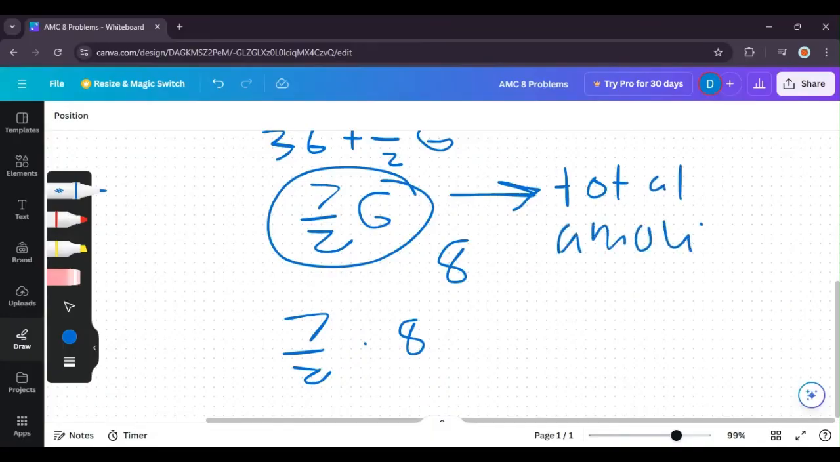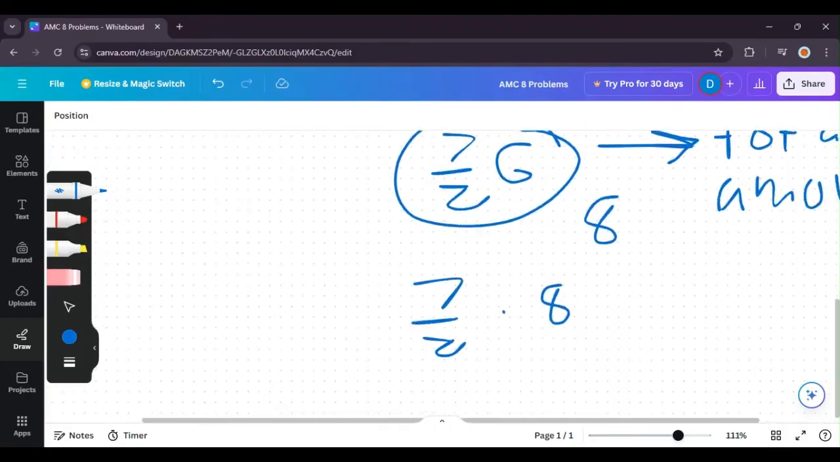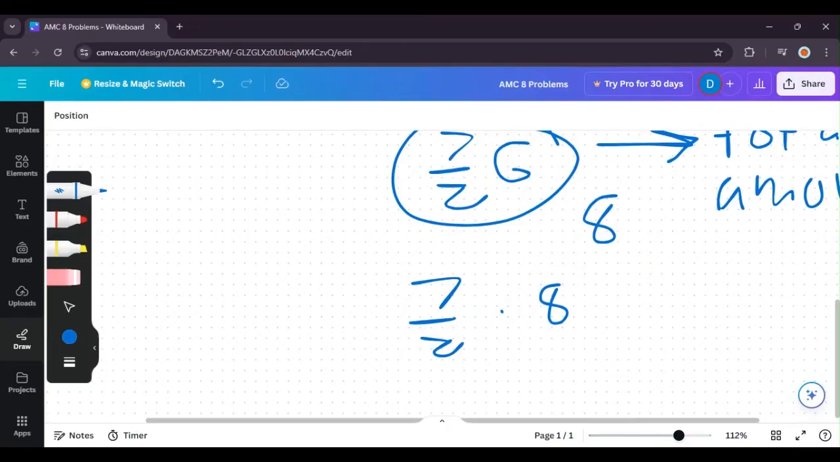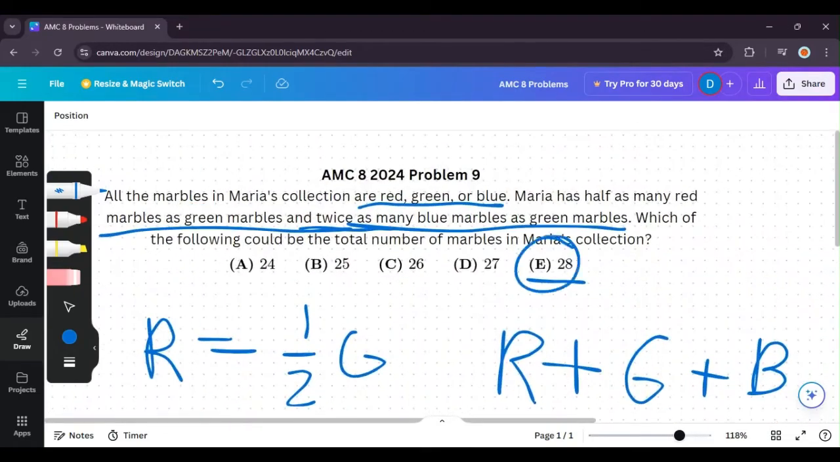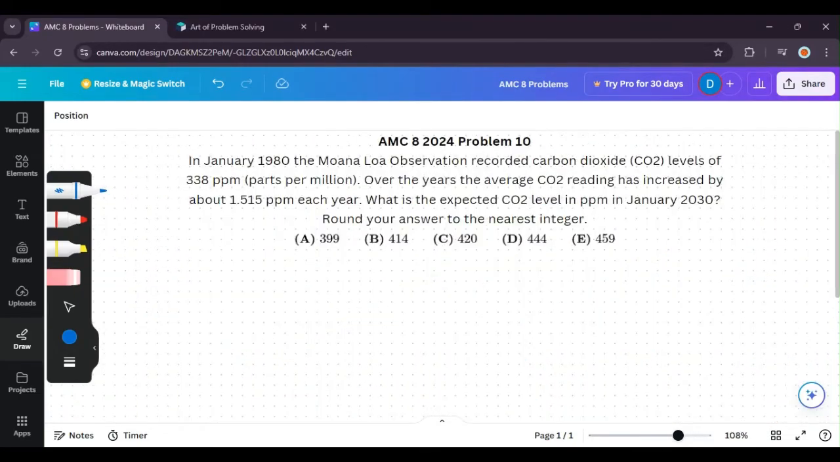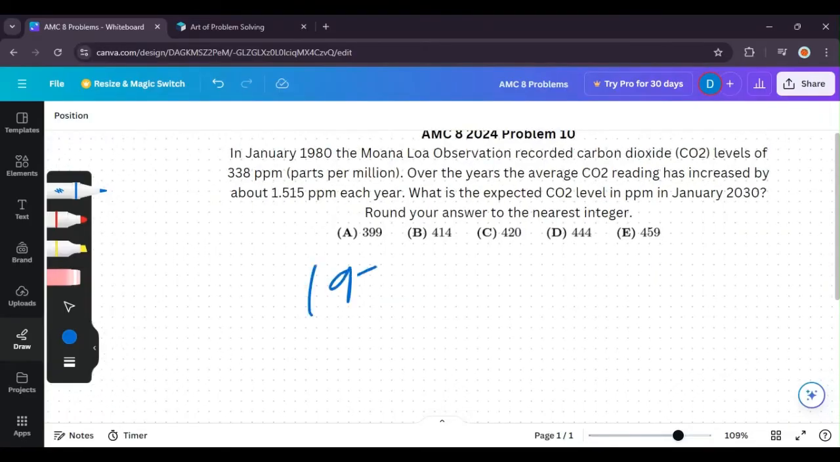And if we substitute g is equal to 8, then 7 over 2 multiplied by 8 is equal to 28. Okay, so the answer is 28. This is a simple science and graph problem. Well, it's a simple arithmetic sequence as well, but we want to first write everything down.